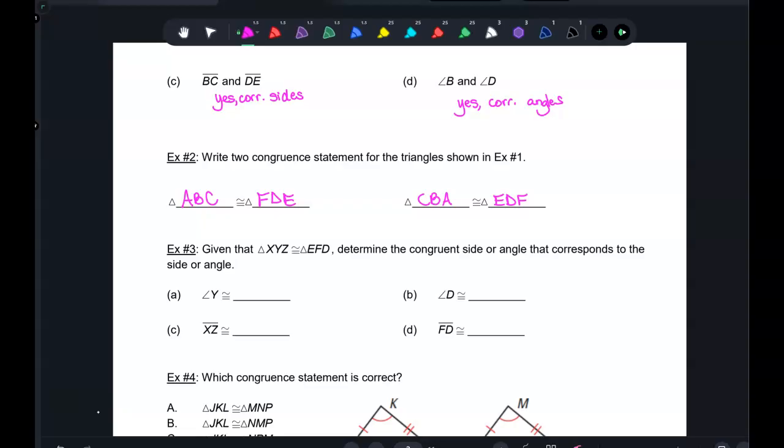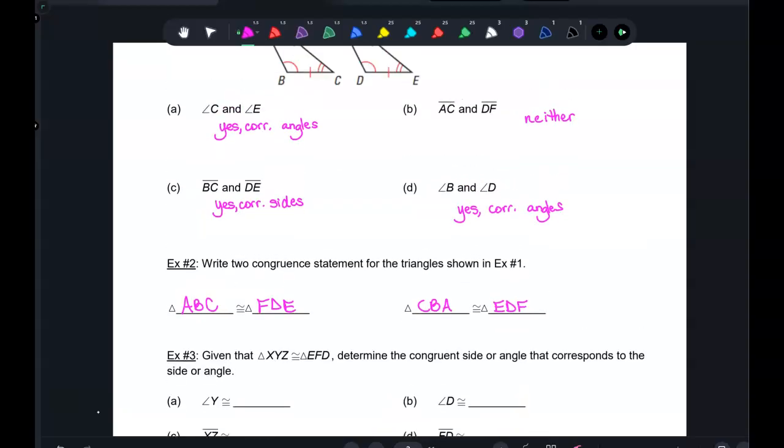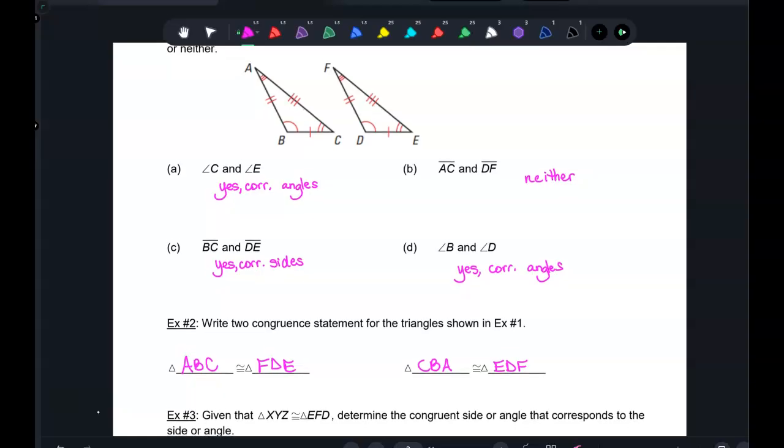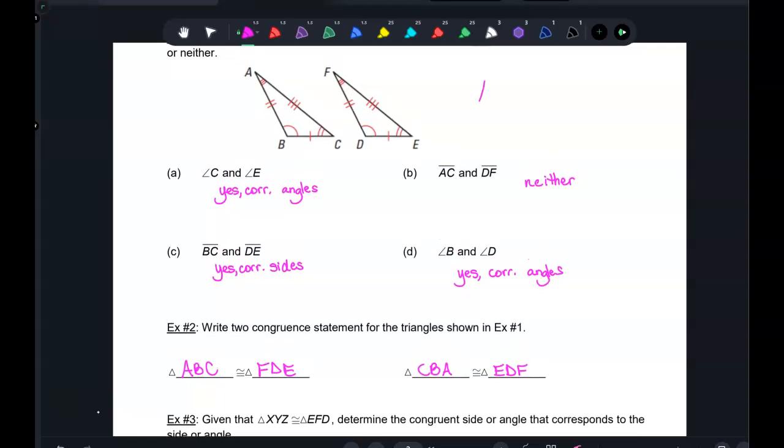Would you have to keep the D in the middle? No. So what if I asked you for another example? I could go with triangle CAB. So B does not have to be in the middle. The letters can go in any order. I would just have to make sure the other one matches. Okay.